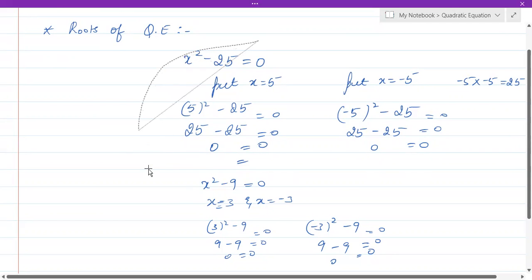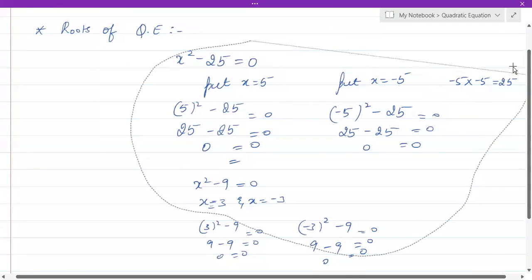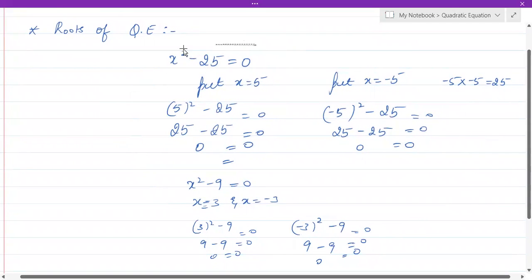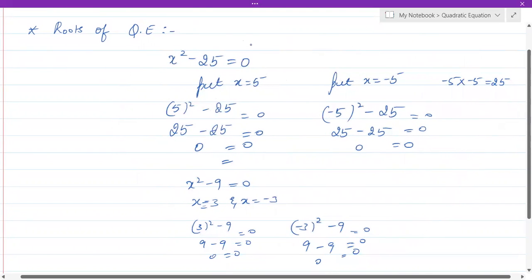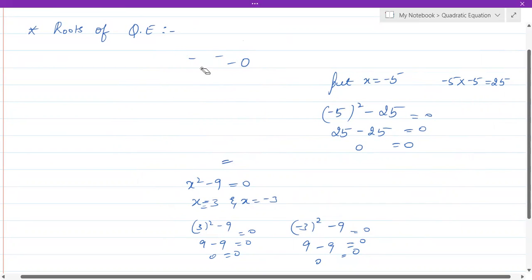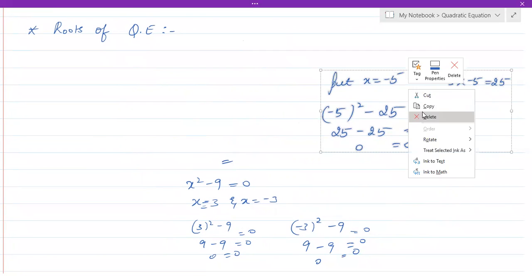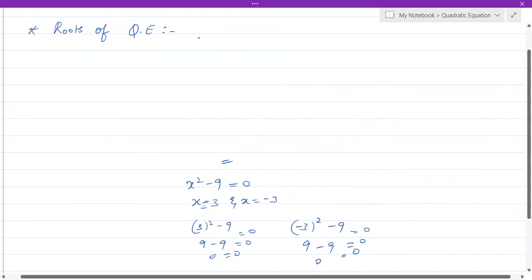Okay. Let me erase all this once again. Okay, let me erase it like this itself. Okay, let me write the roots definition here.